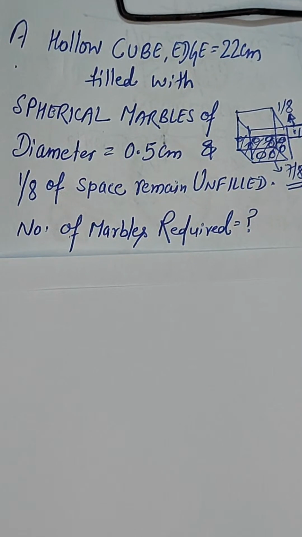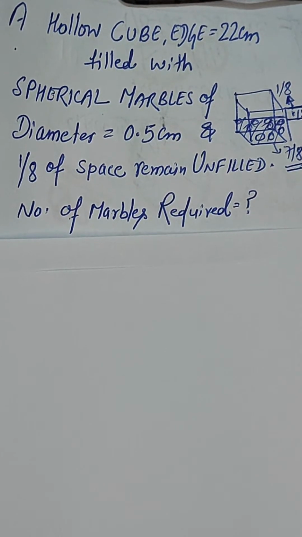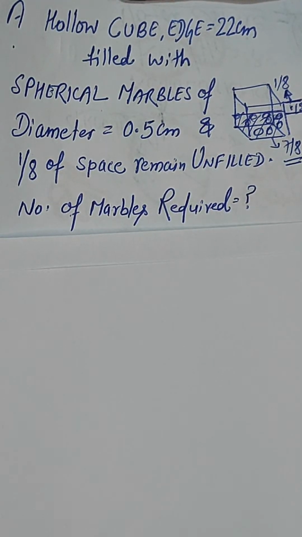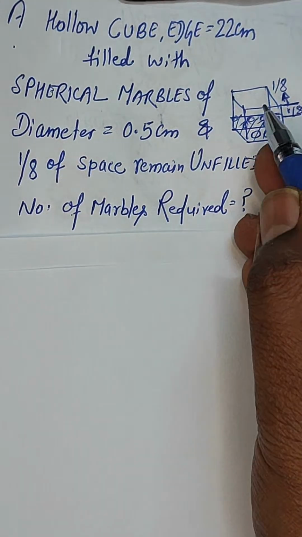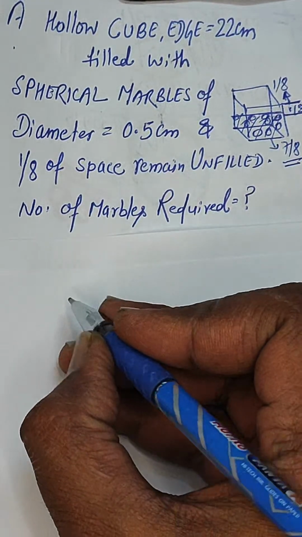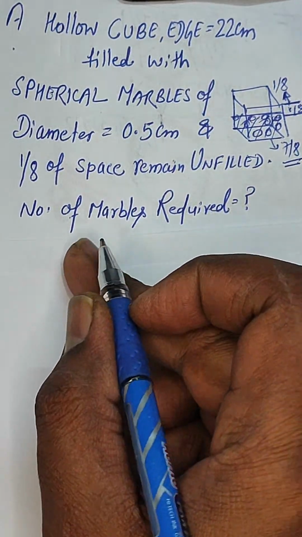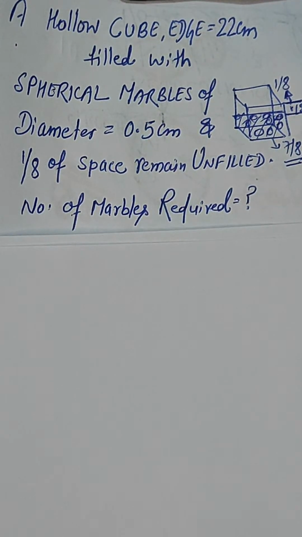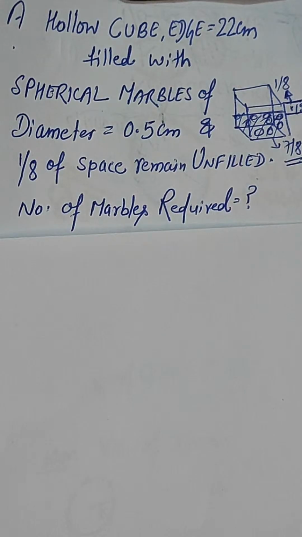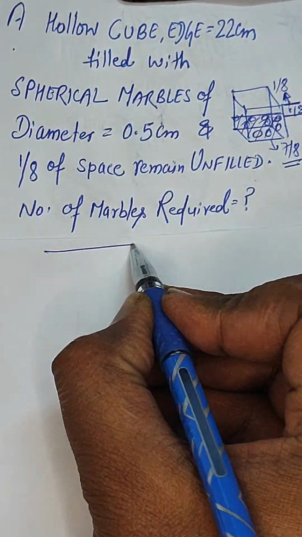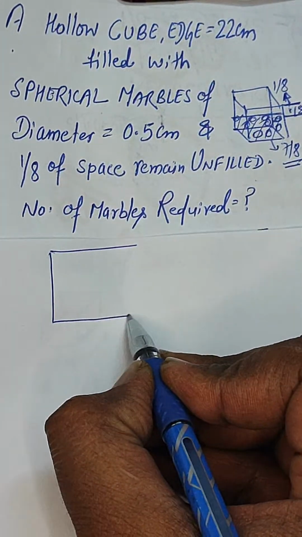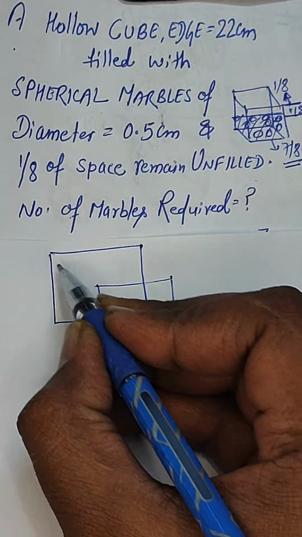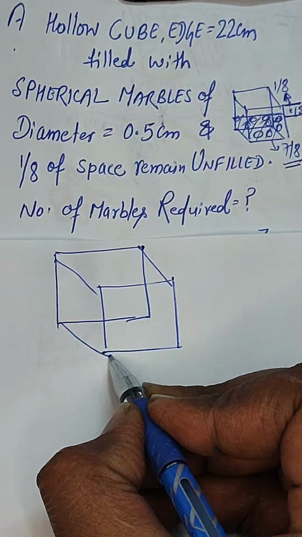A hollow cube whose edge is 22 cm, right? This is the question in front of you. That means a cube is given to you which is hollow. That means we can write it like this. This is the cube, whose all sides are equal, my dear friends, right? And it's given that this is a hollow cube.